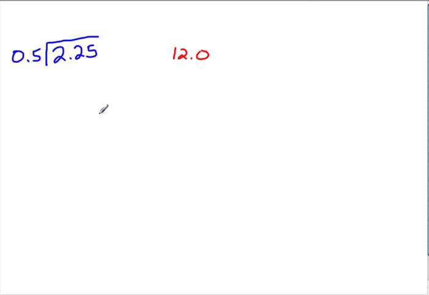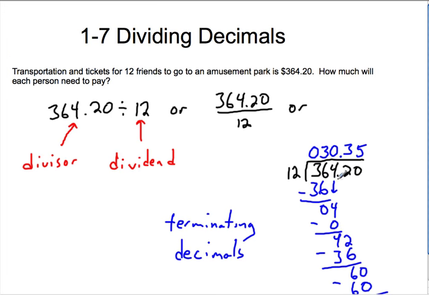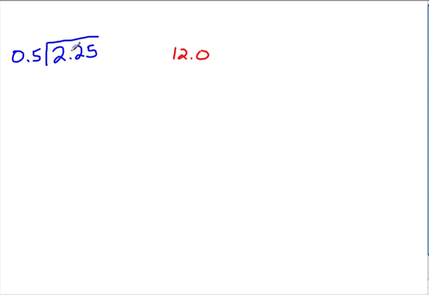Let's say we had this problem here, 2.25 divided by 0.5. Now this is different than the last problem. Notice the last problem had a decimal in the house but nothing outside. In this one, there's a decimal in the house, but there's also one on the outside. And let's say we wanted to divide 12 by 6. Alright, and 6 goes into 12 2 times.